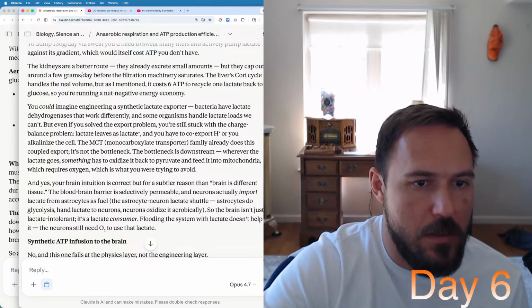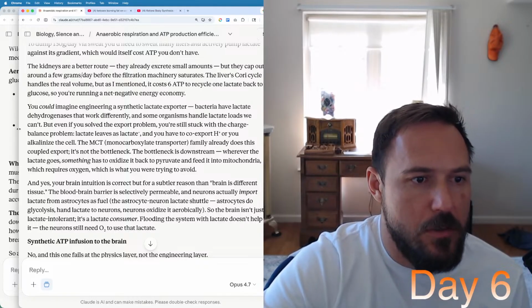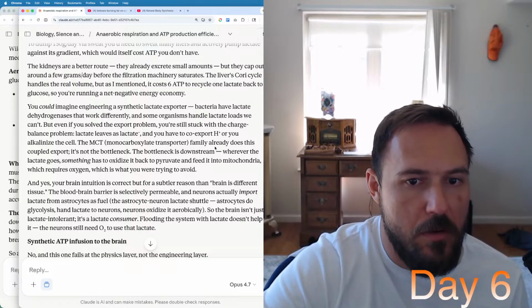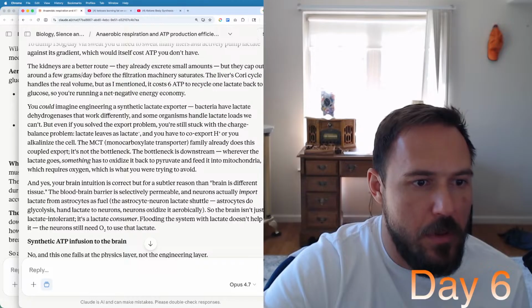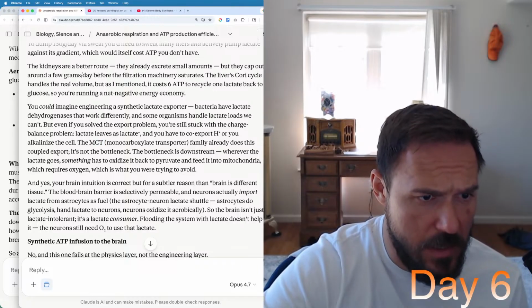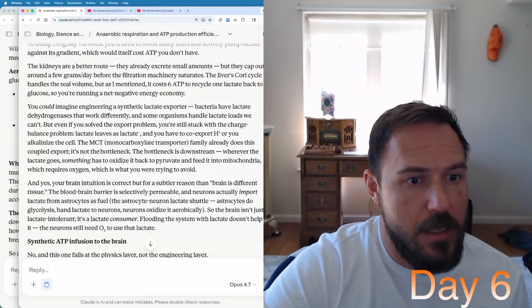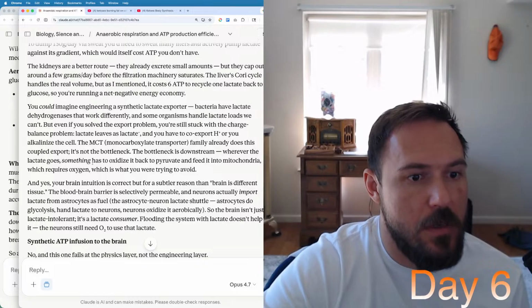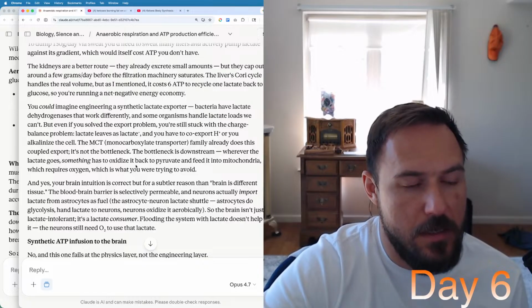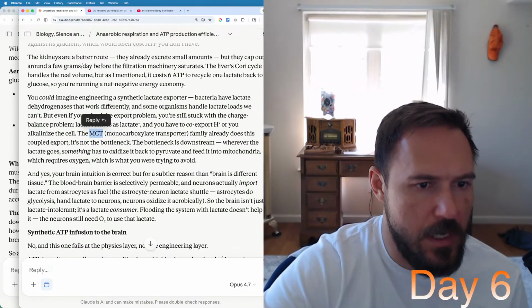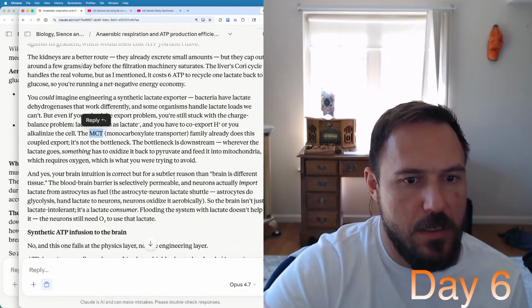Yeah, I read that. The export plan isn't the sticking point: the MCT monocarboxylate transporter family already does this coupled export. It's not the bottleneck. The bottleneck is downstream, where the lactate goes. Something has to oxidize it back to pyruvate. And yes, your brain intuition is correct, but for subtle reasons, because the brain is a different tissue.